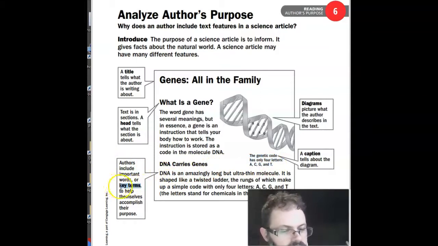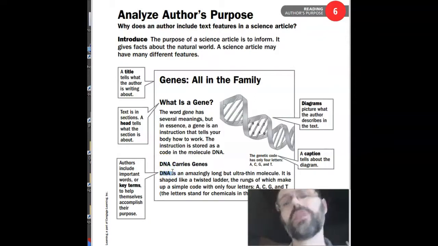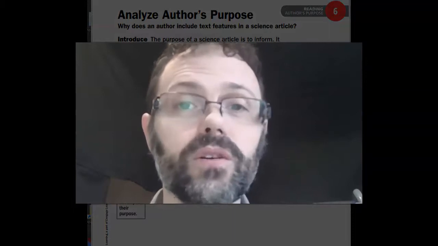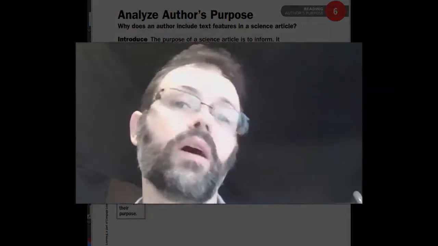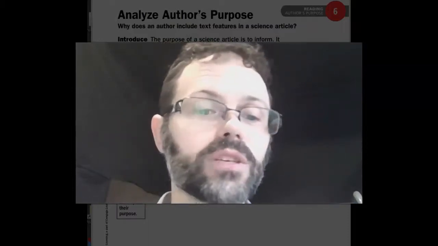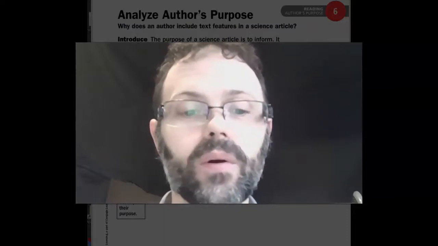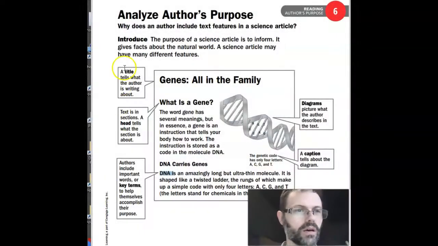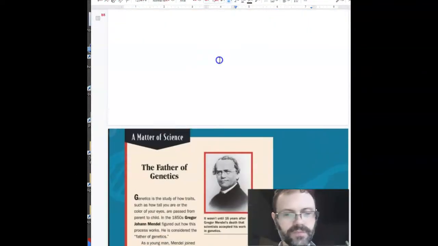Key terms. Key terms are another kind of text feature. So authors include important words or key terms to help themselves accomplish their purpose. So this key term is DNA. So a question you could ask, why does the author include a key term about DNA? All right, so that's what you're doing. You're going to look at the author's purpose, the reason why authors choose certain text features. You're going to look at title, head, caption, diagram, and key terms. So those are different text features you can use in your active reading notes.